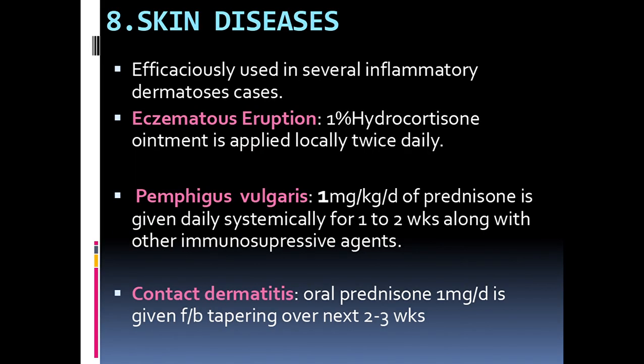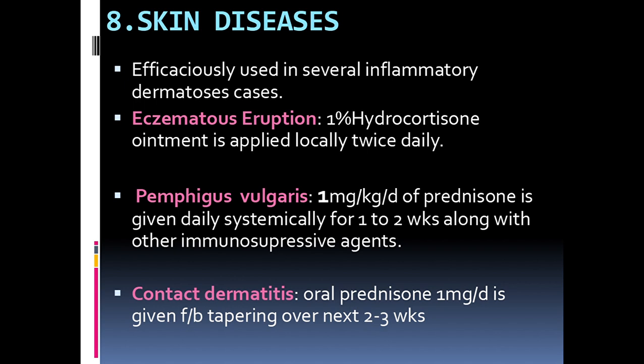Skin diseases: efficaciously used in several inflammatory dermatosis cases like eczematous eruption. 1% hydrocortisone ointment is applied locally twice daily. In case of pemphigus vulgaris, 1 mg per kg per day of prednisone is given daily systemically for 1 to 2 weeks along with other immunosuppressive agents.